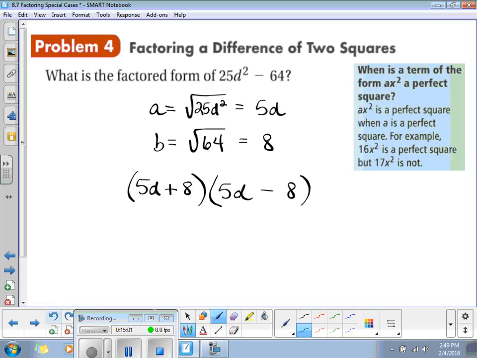Okay? Now, remember that the signal that you can do this is that you have a difference of two squares. The A is a perfect square, the B is a perfect square, and it's a minus in the middle. If it says plus in the middle, you cannot follow this rule. Is everybody clear? Okay.